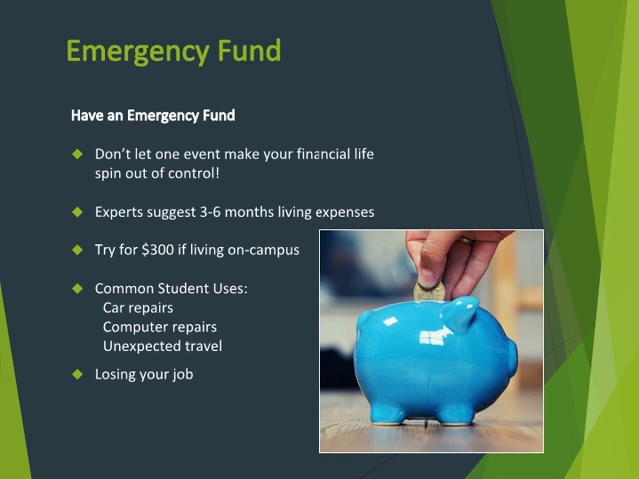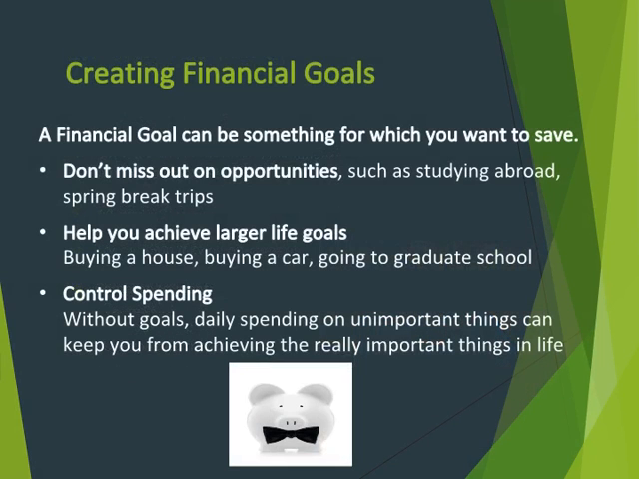Although financial experts recommend 3 to 6 months of living expenses for an emergency fund, students can try for a more attainable goal such as $300. When making a budget, it is important to identify your financial goals. For example, if you have a goal of studying abroad, this can be incorporated into the savings category on your budget. It will be much easier to stick to your spending plan if you can focus on your goals.